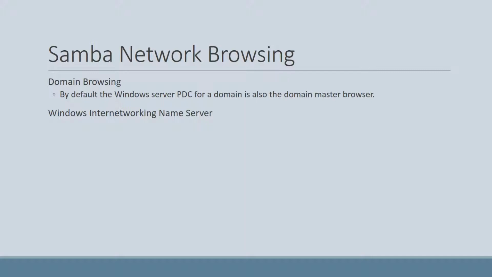A domain master browser collates the browser lists from a local master browser on all subnets so that browsing can occur between the workgroups and the subnets. Samba network browsing, number one: domain browsing. By default, the Windows Server PDC for a domain is also the domain master browser for that domain. A Samba server must not be set up as a domain master browser in this type of situation.